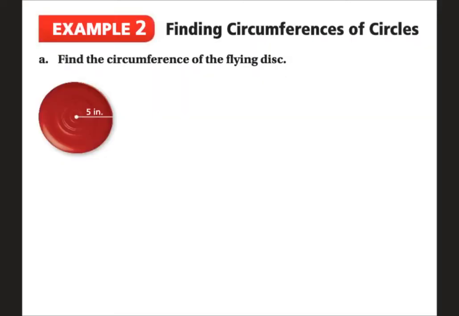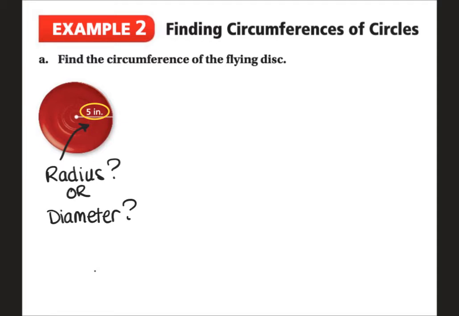So let's go over some examples. In this example, we want to find the circumference of the flying disc. We are given the measurement of 5 inches. What part of the circle does this 5 represent? Is this the radius, or does this represent the diameter? That's right, it's the radius. So since we're given the radius, we should use the formula that C, or circumference, is equal to 2 pi r.